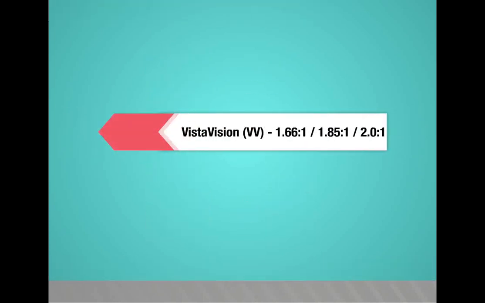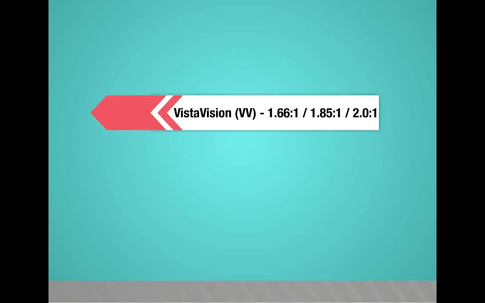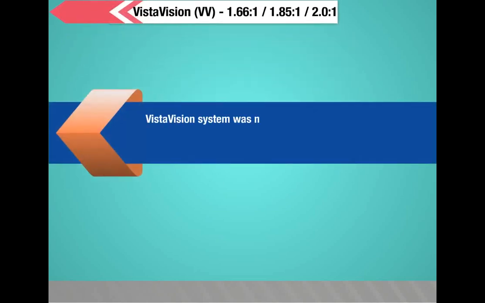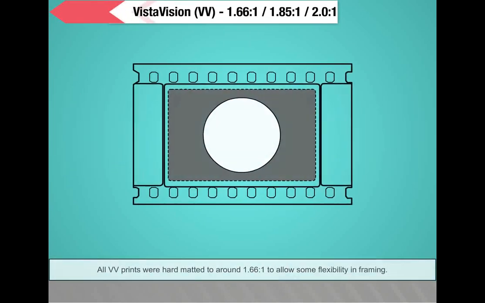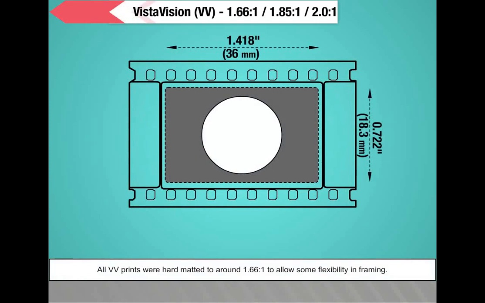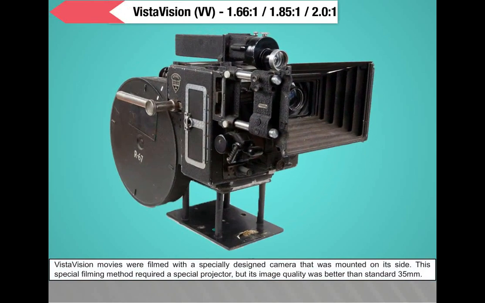VistaVision, VV, 1.66:1 or 1.85:1 or 2.0:1. The VistaVision system was more flexible than others, allowing for more aspect ratios, but Paramount specs always referenced a preferred aspect ratio of 1.85:1. All VV prints were hard-matted to around 1.66:1 to allow some flexibility in framing.